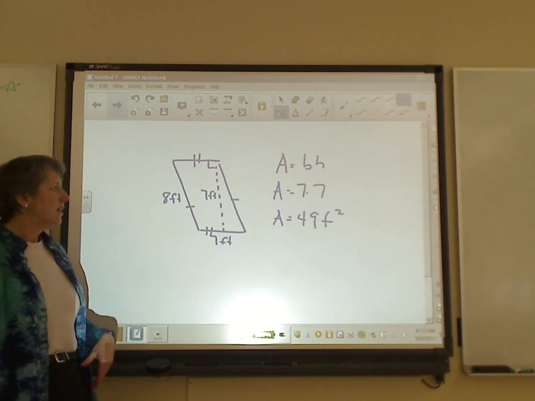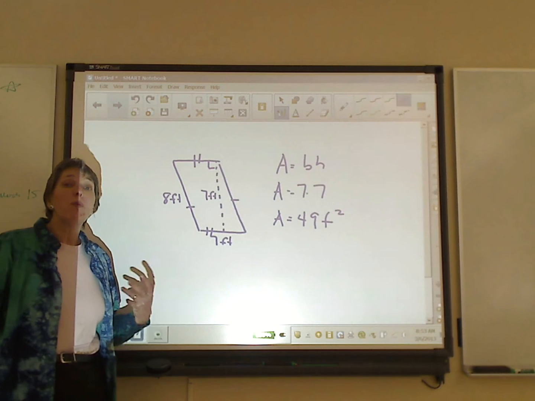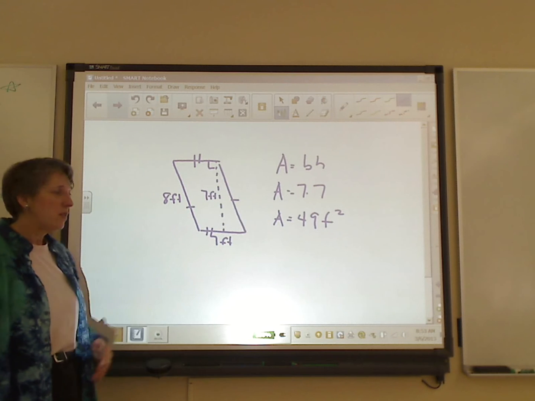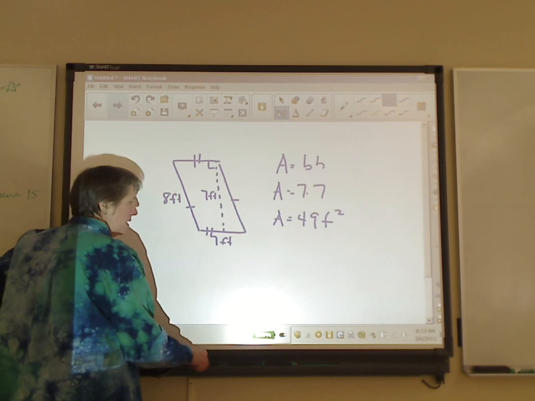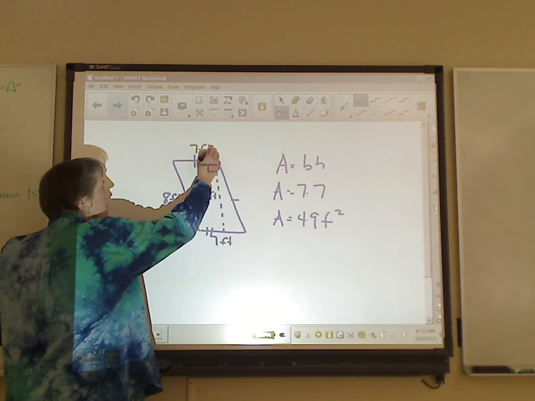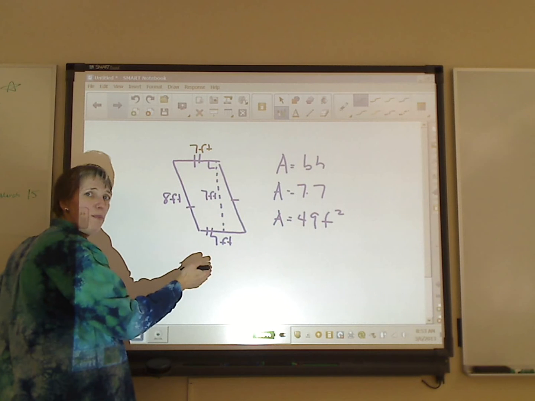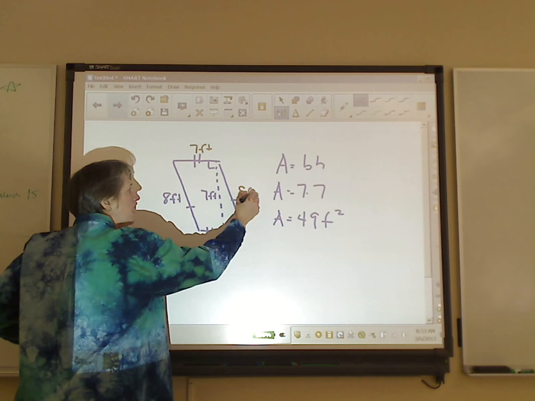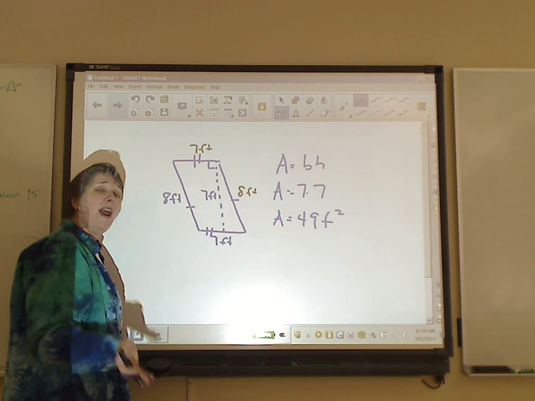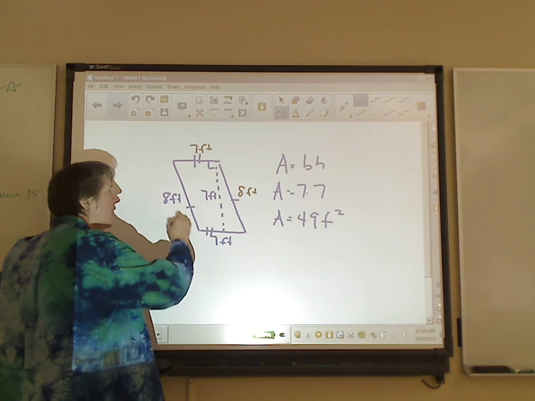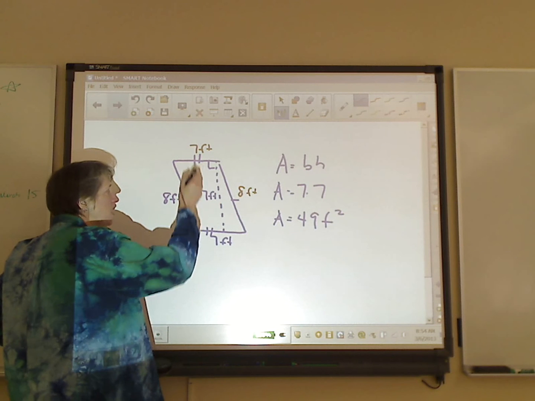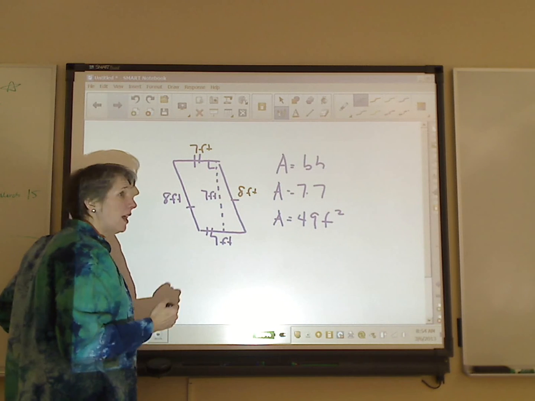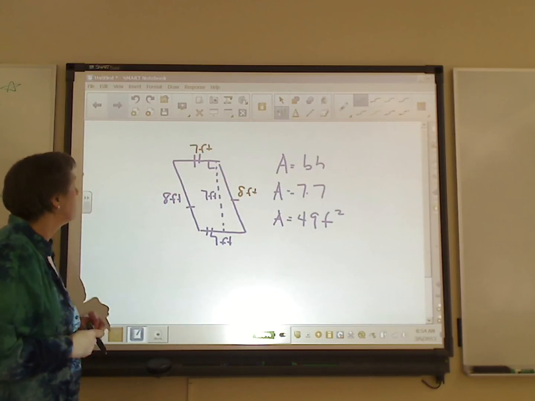The 8 would be if I wanted to know the perimeter. If I said, what's the perimeter of this? Then if this is 7, then this is 7. Because they're parallel, they're opposite, they're the same measurement. If this is 8, then this has to be 8. And then if I said, what's the perimeter? You would just add up the 4. You'd have 16 plus 14, which is 30 feet. You got to know how to do that. That'll be a test question.